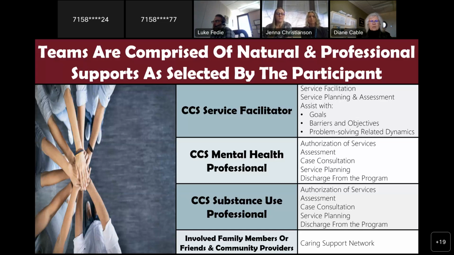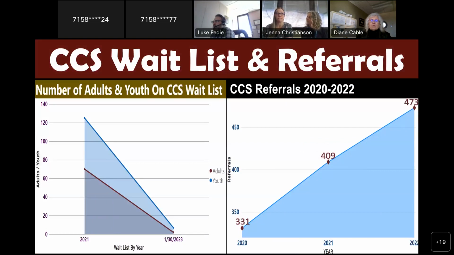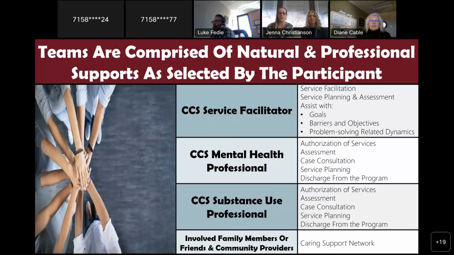And then if there are any substance use concerns, they will be assigned a substance use professional who does very similar things that the mental health professional does, but on the substance use side of things. And then again, as we mentioned, any family members, friends or community providers that the person would like to have on their team. It's really cool because teams can be very small. It can just be the facilitator, the mental health professional, and the participant, or it can be a rather large team where you've got 10, 15 people on the team. It's really dependent on the person and what they're needing and what's going to be most helpful for them.